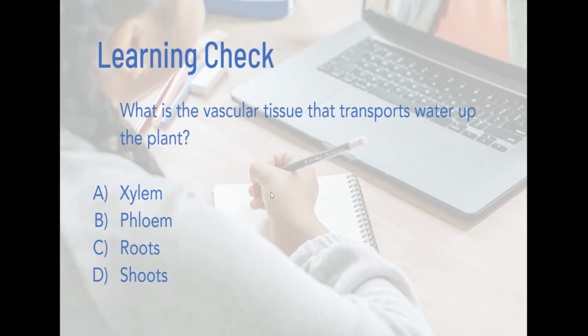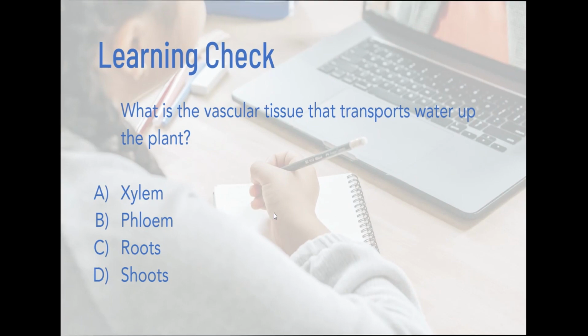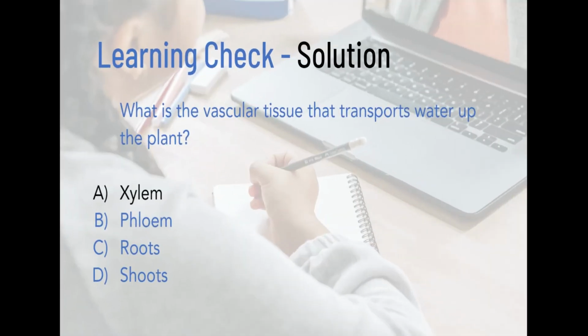Quick learning check. What is the vascular tissue that transports water up the plant? I'll pause for you to answer. If you chose xylem, you are correct. Xylem up, phloem down.